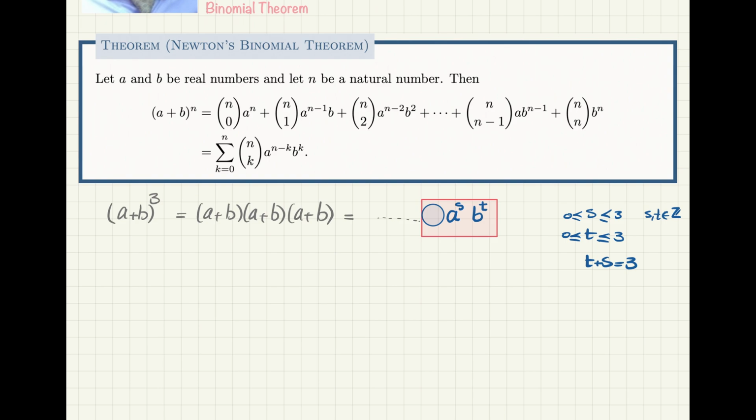For example, let me choose S to be equal to 2. Let me choose T equal to 1. Of course, when I choose S equal to 2, I have to choose T equal to 1. There is no other possibility. So let us concentrate on this term, a to the power of 2 instead of a to the power S, and b to the power 1.